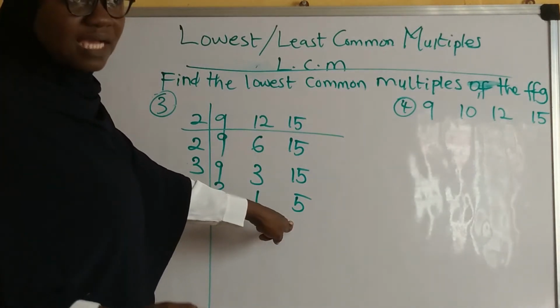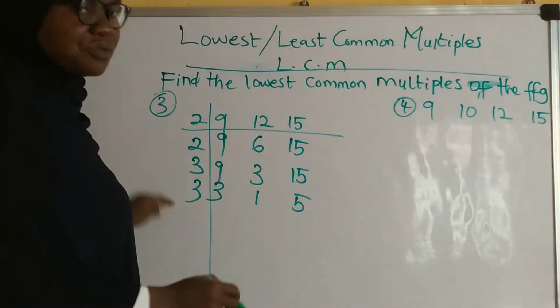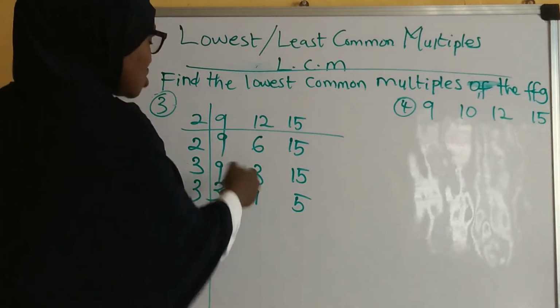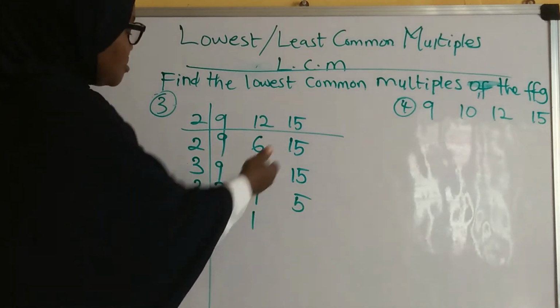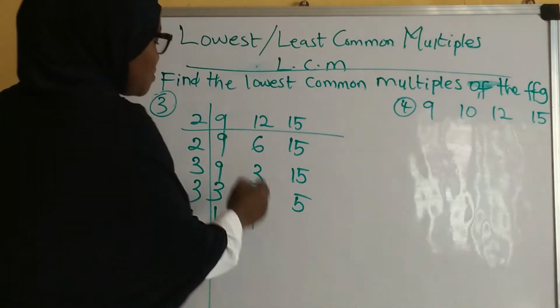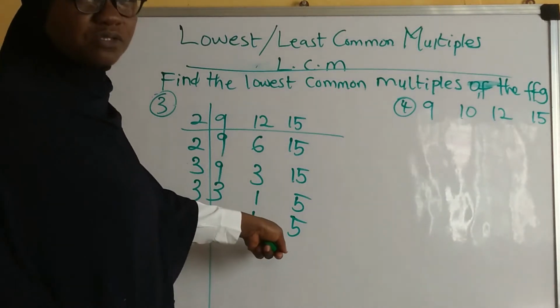What else can I use? I can still use 3. When I have 3 here, 3 divided by 3 is still 1. 1 divided by 3, I'll write just 1 because it's not possible. So I'll just write the 1 there. 5 divided by 3 will give me a decimal, so I'll rather write the 5. Does that make sense? So I have 1, 1, 5. What else do you think I can use?